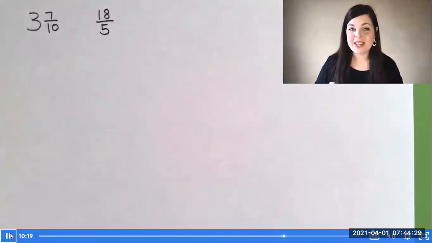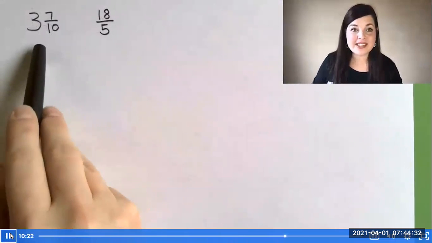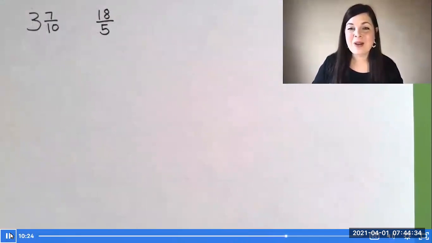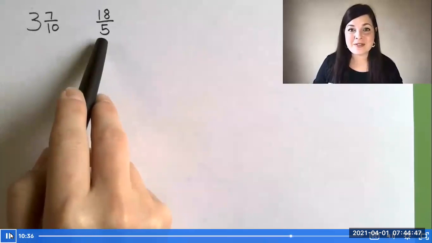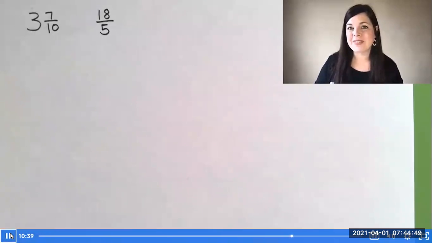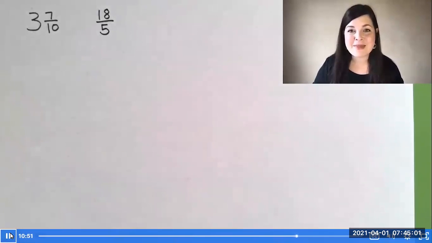For our last example, let's compare these two numbers, 3 and 7/10 and 18/5. What do you notice about these two numbers? You probably noticed that they're written in different forms. 3 and 7/10 is written as a mixed number, and 18/5 is written as a fraction greater than 1. So what should we do? Let's rename the fraction greater than 1 as a mixed number. So pause the video and rename 18/5 as a mixed number, and then come back and check your work with mine.